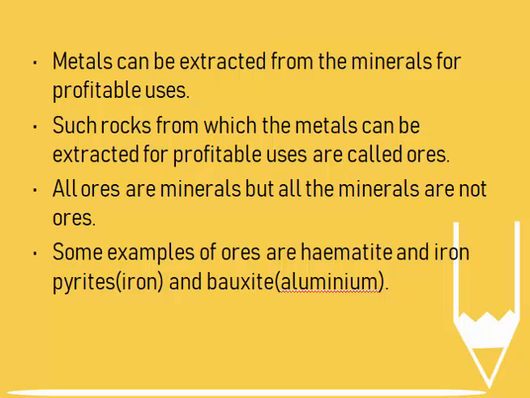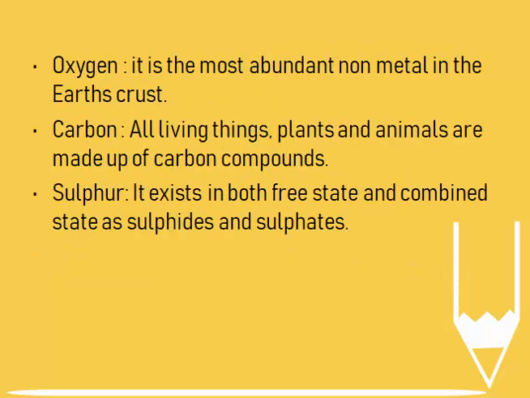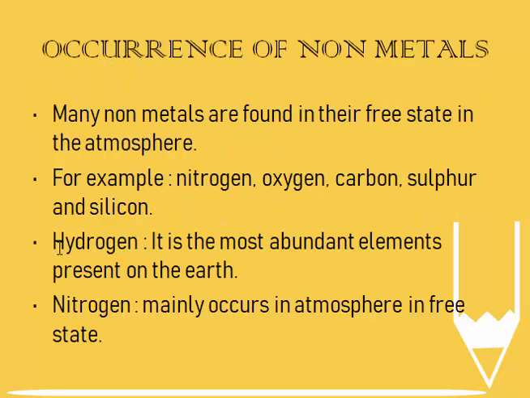Okay, now we'll see how non-metals occur. And non-metals कौन से हैं? तो non-metals are oxygen, carbon, sulfur, hydrogen. They are all non-metals. In the previous one, you could see hydrogen. Hydrogen is the most abundant element which is present in the atmosphere in free state. Sorry, hydrogen is the most abundant element present on the earth, okay, not in the atmosphere.